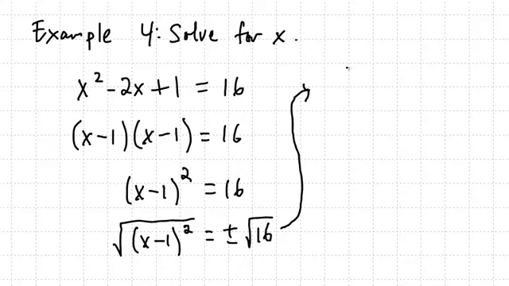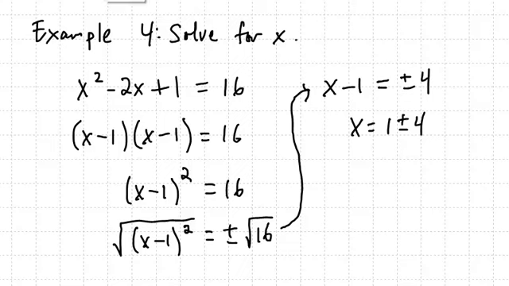The square root of (x − 1)² is just x − 1. And the square root of 16 is 4. And I want both the positive and negative values of 4. To get x by itself, I'm going to add 1 to the right side. So x equals 1 plus or minus 4. Now, it's important to notice here that I can combine 1 and 4. I can add them together and I can subtract them.